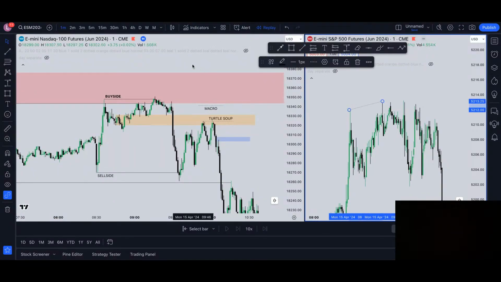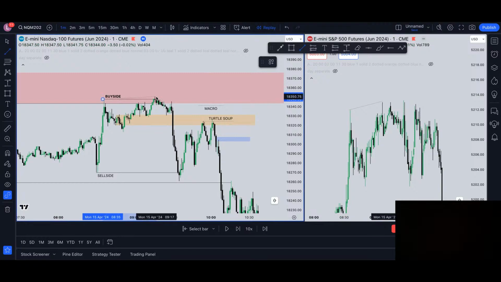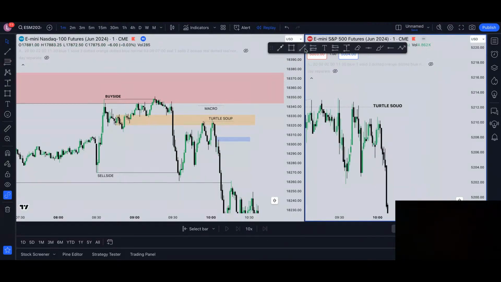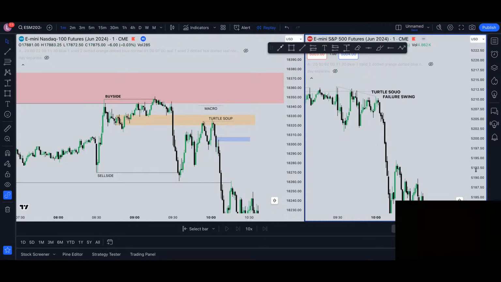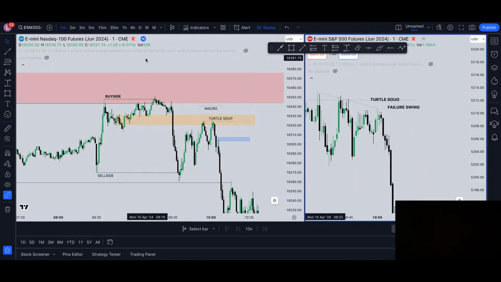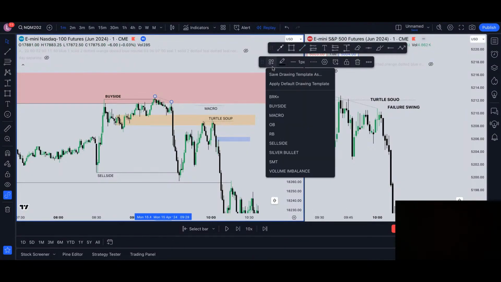You can see turtle. This is turtle soup. Failure swing. Then straight drop to the sell side. There is your SMT.